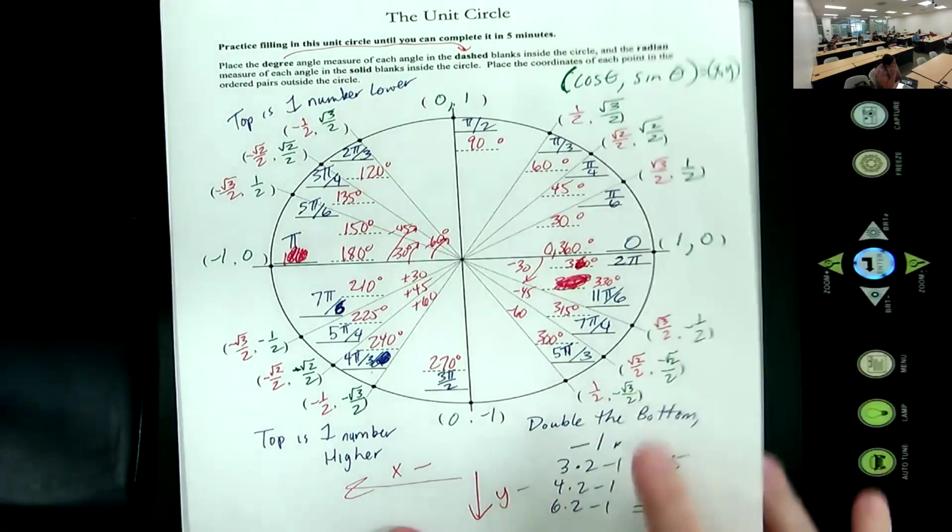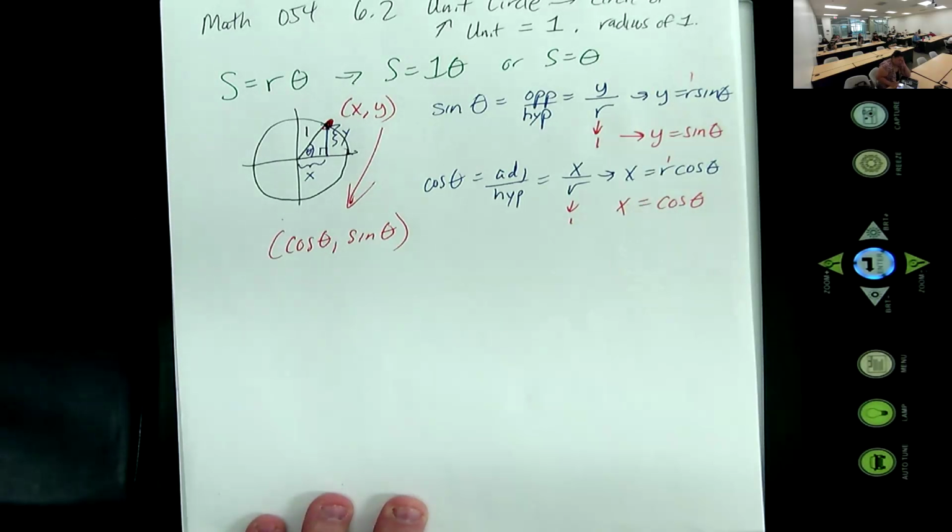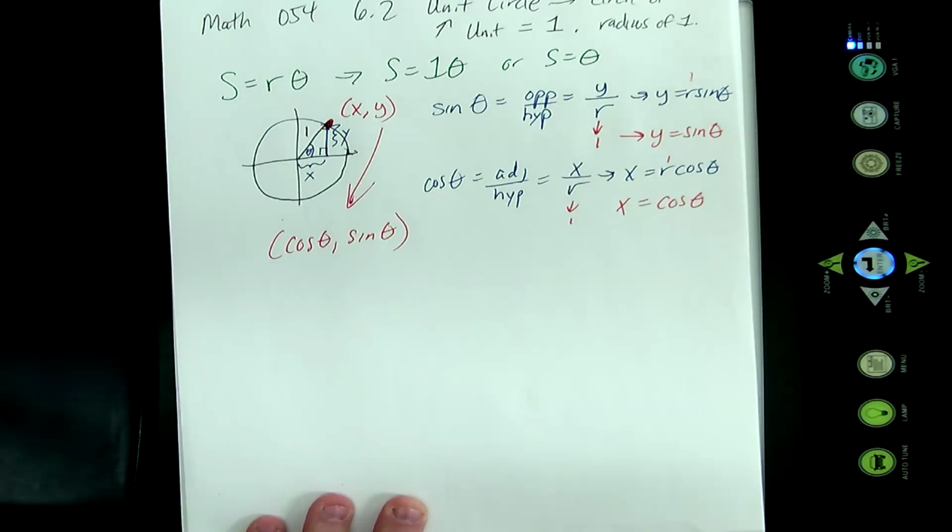There is a little more in this section though that we need to cover. It's linear and angular speed.